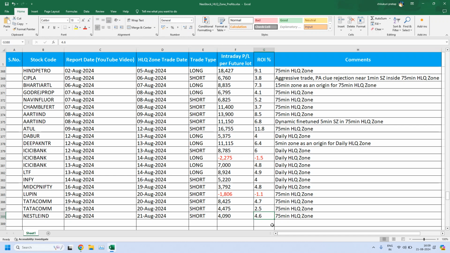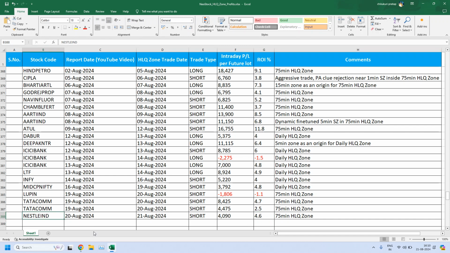If you would have invested close to 1,60,000, because yesterday the margin cost was around 1,60,000, today you would have got 2 lots. With the 2 lots, you would have got 8,000 rupees profit. With the same amount, yesterday you got only 4,475 rupees profit. So that's why our ROI is more compared to yesterday's Tata Communication trade.